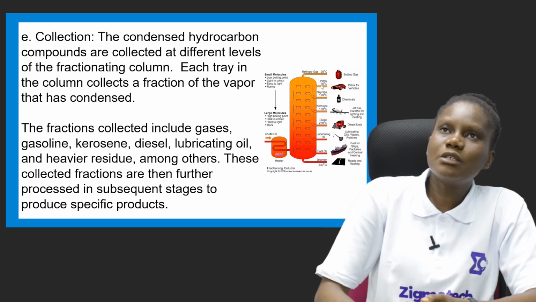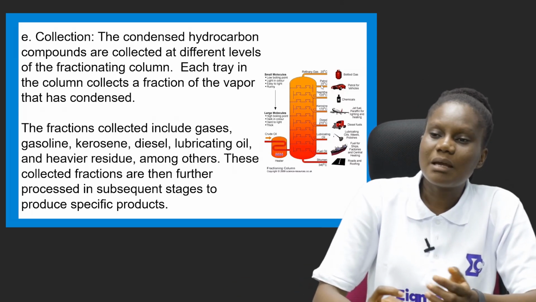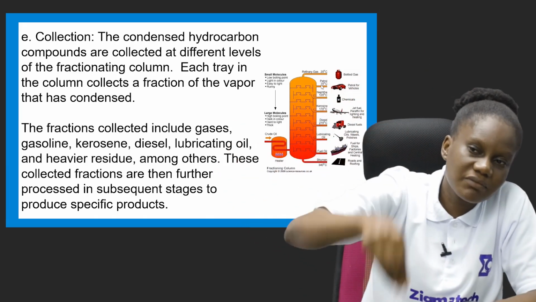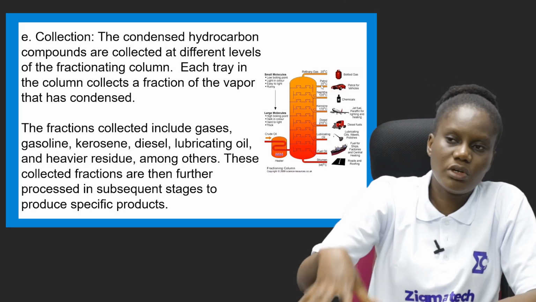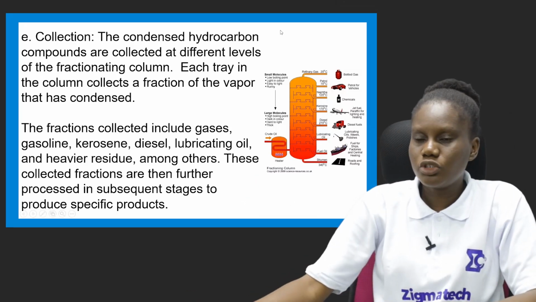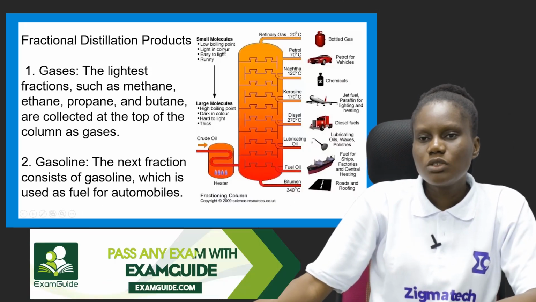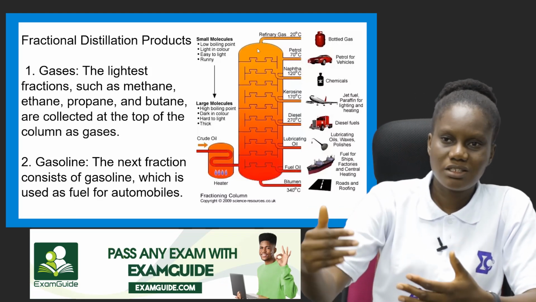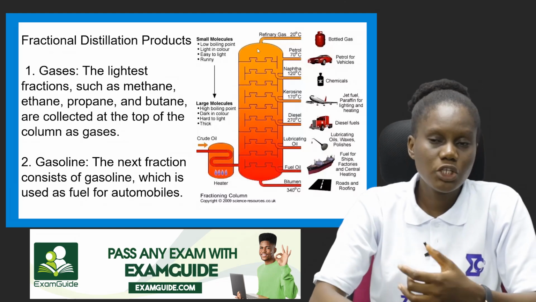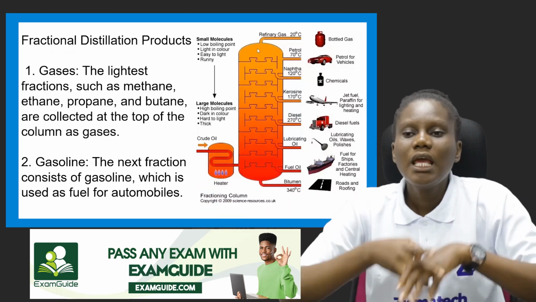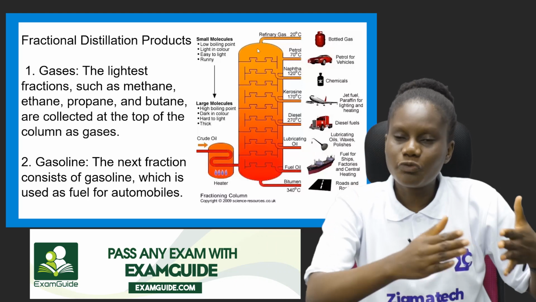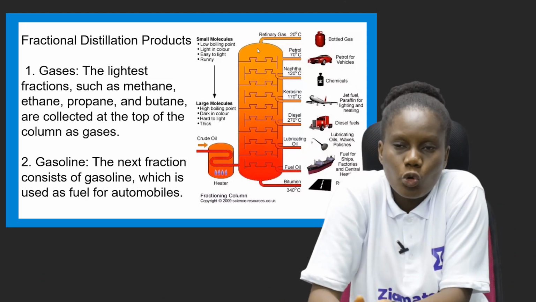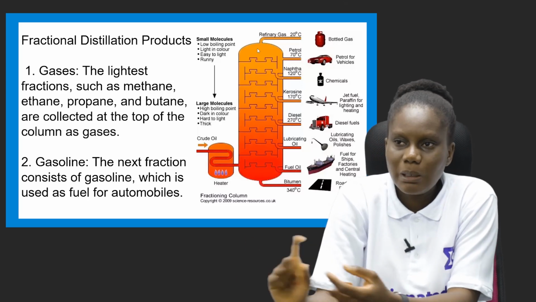So the boiling point is the determinant. The various trays are placed at specific boiling points to collect specific products, and you have seen them in the picture. So, fractional distillation products, as I've explained, the first one you have is gases, the lightest fractions such as your methane, your ethane, your propane, butane, and all the other families of the hydrocarbons. They are collected at the top of the column as gases.